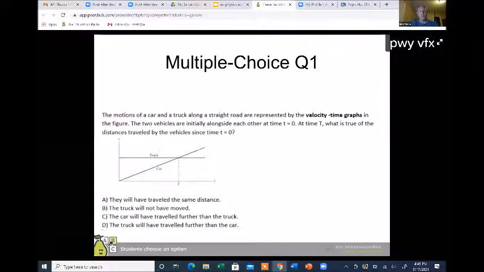Now, some people look at it and they see that the lines crossed, so some people think that's the same. What's the same at that point where the two lines cross? Velocity. The velocity. So the car, what can we say about the truck? What's the truck doing during this whole time interval?